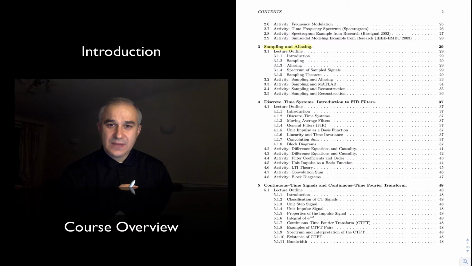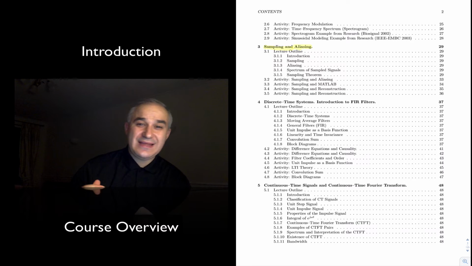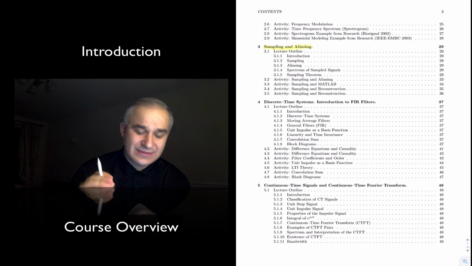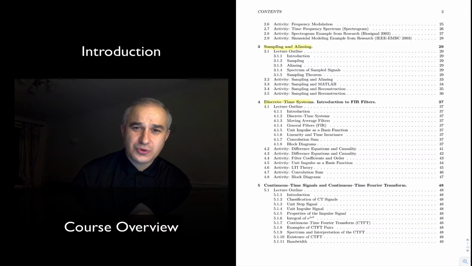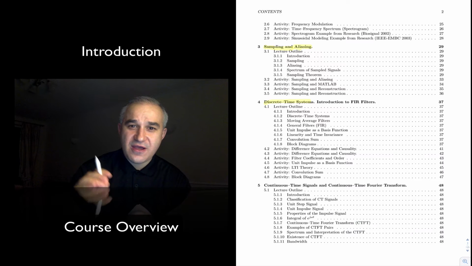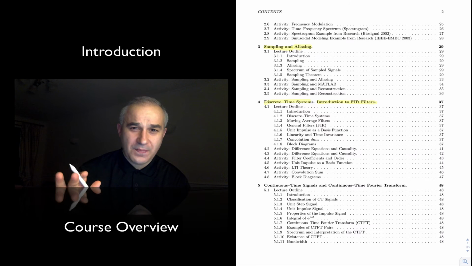Once we do that, then we can start talking about digital signal processing systems, which mathematically we are going to analyze as discrete time systems. And the first type of systems that we are going to study are FIR filters, finite impulse response filters. So that's our fourth topic.